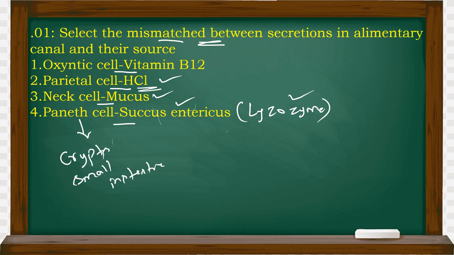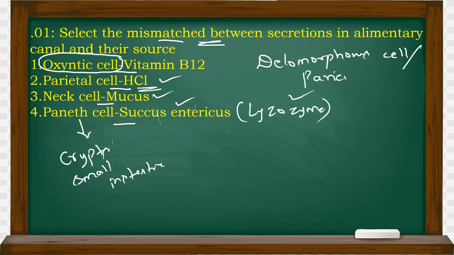Whereas the first option, looking into the word oxyntic cell, oxyntic cell has another name, delomorphous cell, which is also called parietal cell. So the other name of oxyntic cell is parietal cell, and the parietal cell secretes HCl. So the first option, which says oxyntic cell secretes vitamin B12, is a wrong answer, and this is the mismatched pair in the given question.